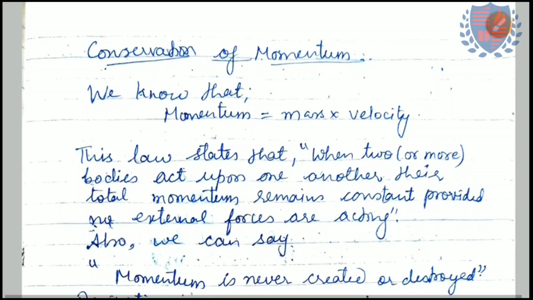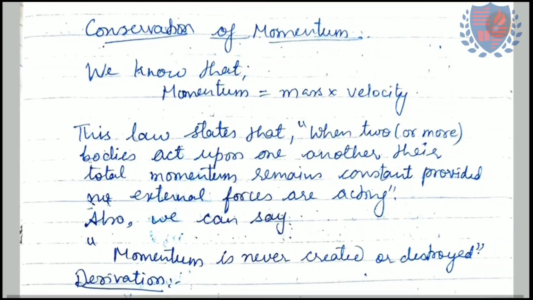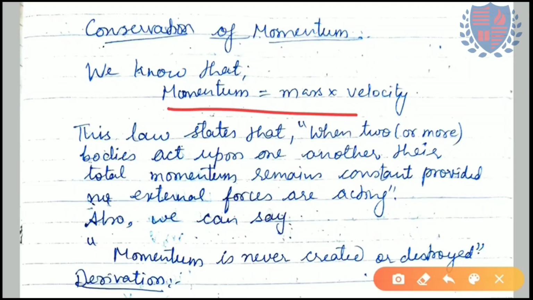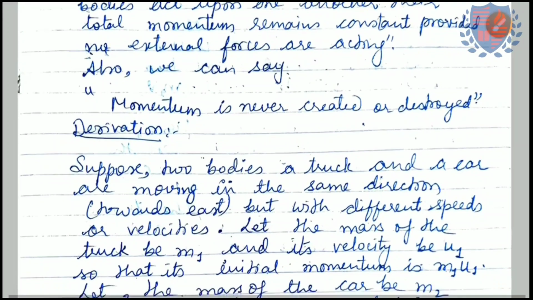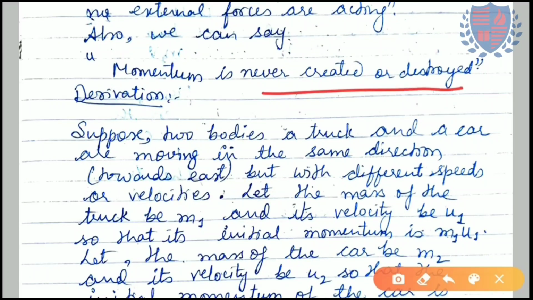Okay. Now come to our next topic, that is conservation of momentum. This is the last topic. We already know that momentum is equal to mass into velocity. This law states that when two or more bodies act upon one another, their total momentum remains constant, provided no third external force is acting. So we can say that momentum is never created or destroyed. It is always conserved. That's why the heading is given the law of conservation of momentum.